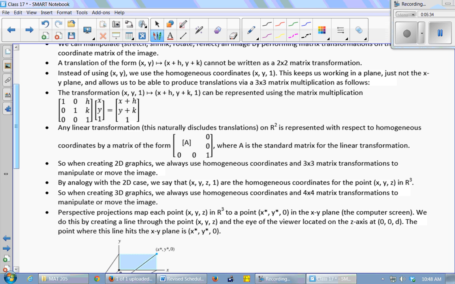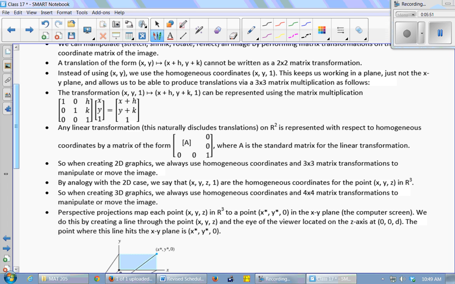You get 1X plus 0Y plus 1H, X plus H. So you've shifted X to X plus H. Then we do the next row times XY1, you get 0X plus 1Y plus K, Y plus K. So we've shifted the Y coordinate by K units.